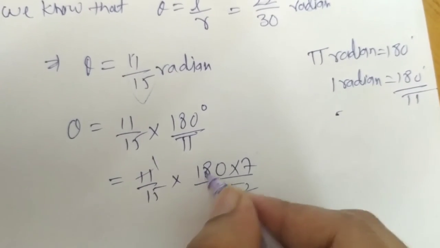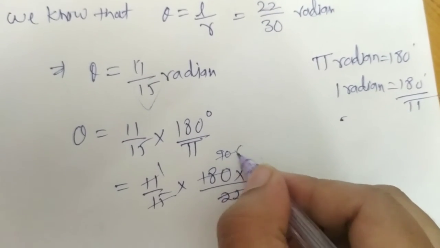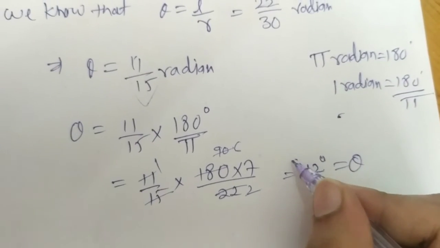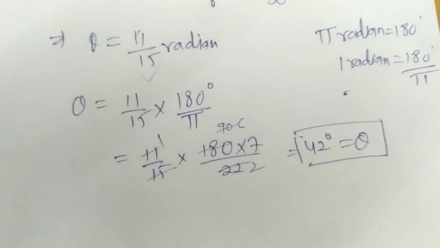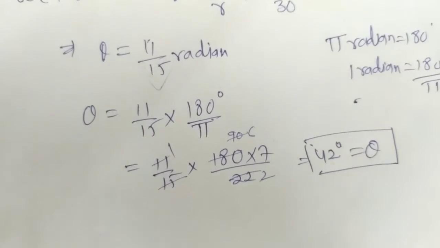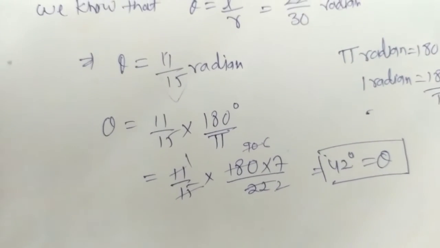That gives 42 degrees. This is our theta in degrees. This is sufficient for today's class. Try to complete the first exercise. I will continue with the trigonometric functions in the next class.